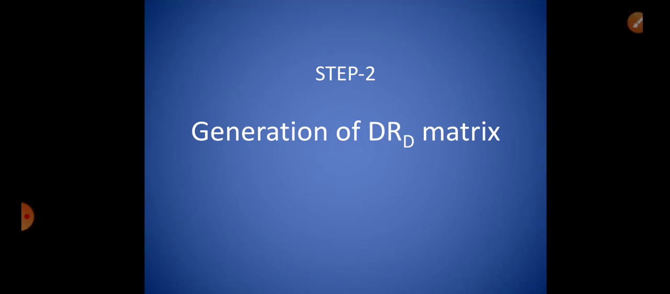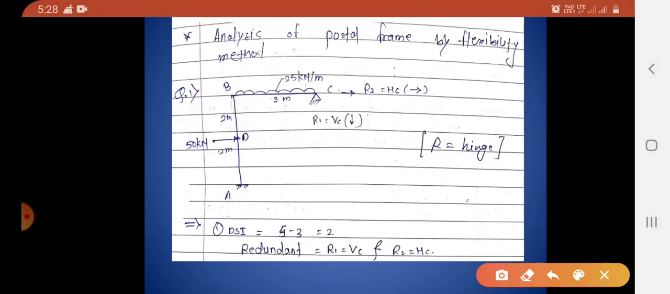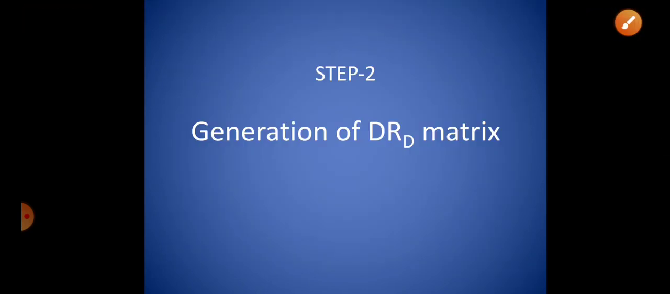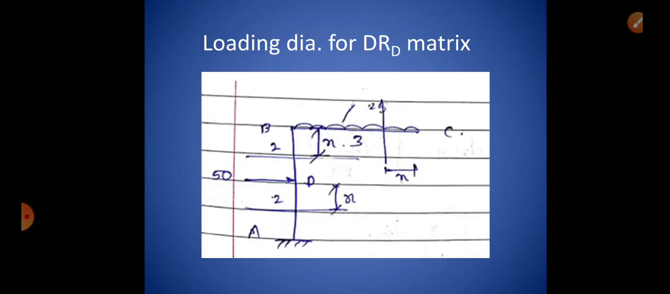So I will select R1 as BC downward and R2 as HC towards right. You can select any direction or any sense. Okay. Now we will go to the second step, that is generation of DRD matrix. DRD matrix is nothing but the displacement due to external load. So we have to refer to this loading diagram for the DRD matrix.